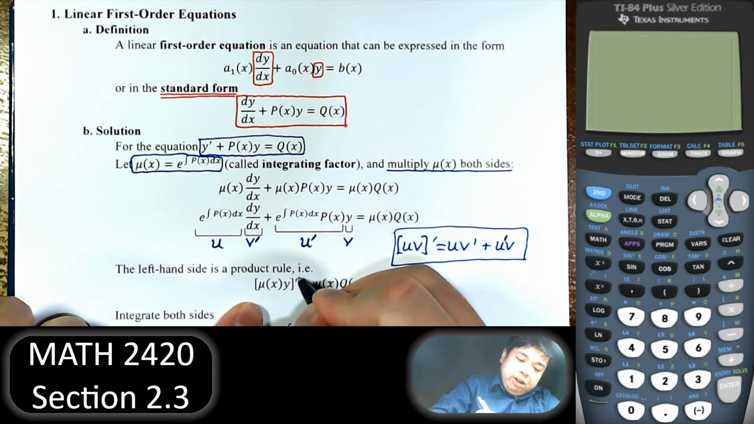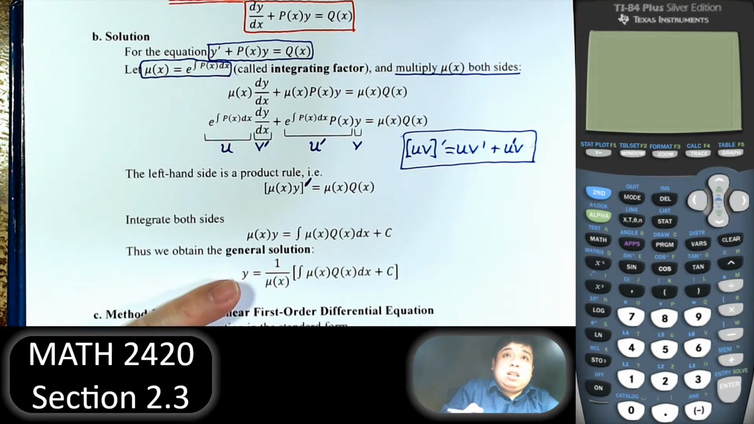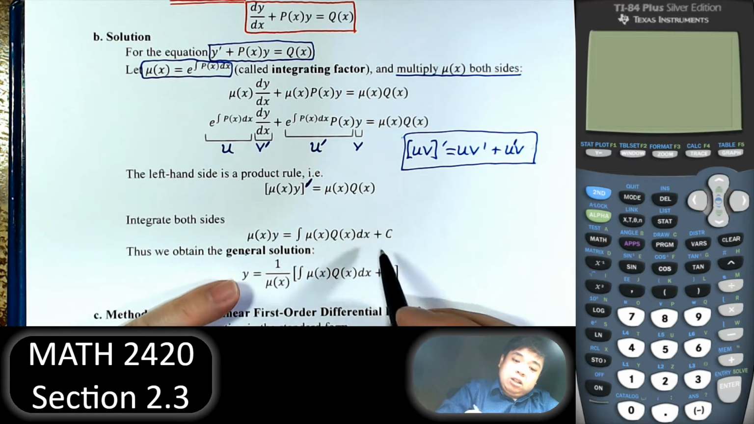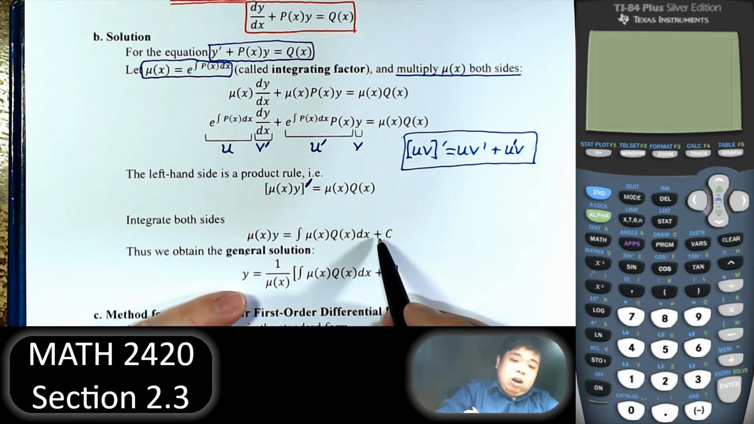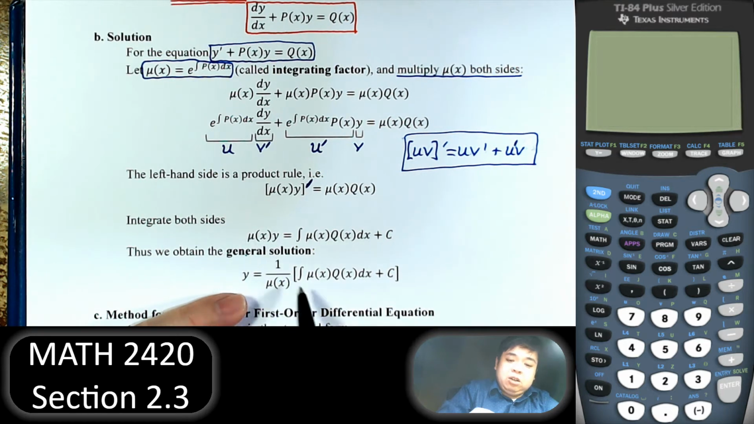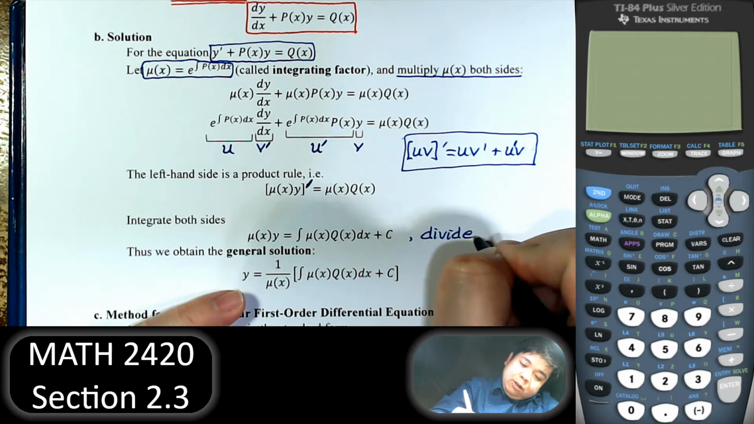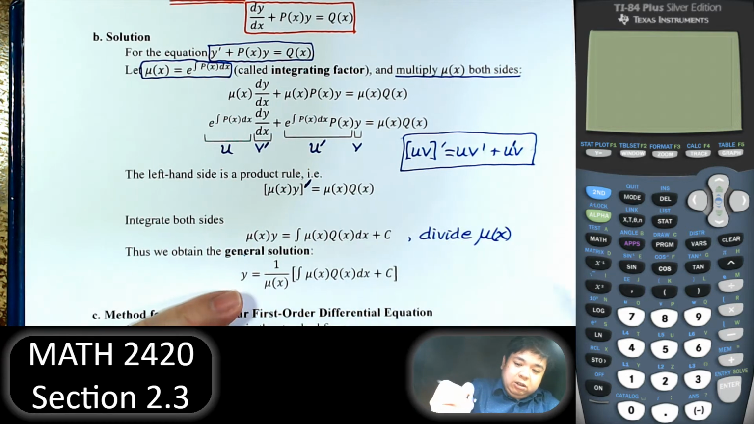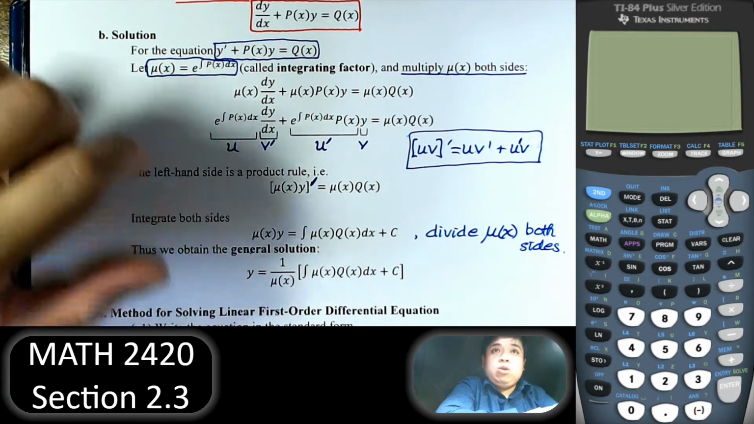Now we have the derivative. The key here is we have a derivative equal to something. If we want to undo the derivative, of course the antiderivative, or the integral, is the way. So integrate both sides, and we end up with this. The integral of this has a constant. And finally, to get y by itself, we divide both sides by the integrating factor. And we have this solution.